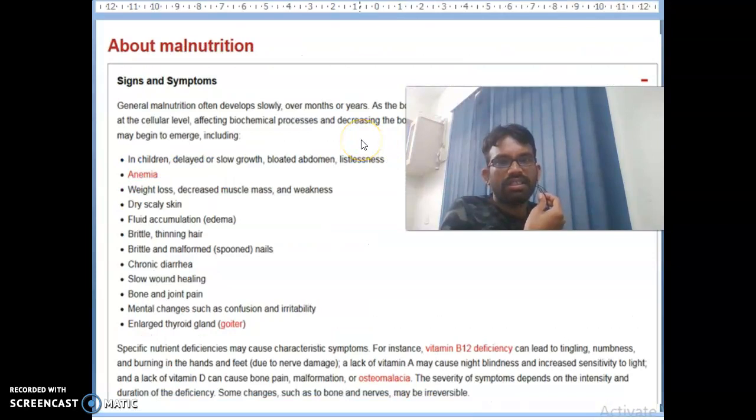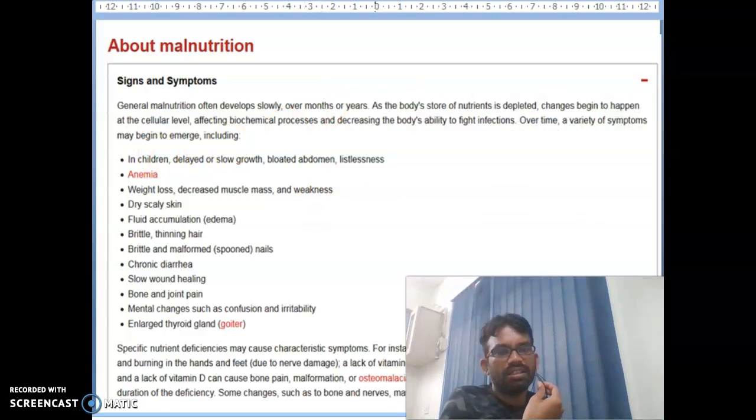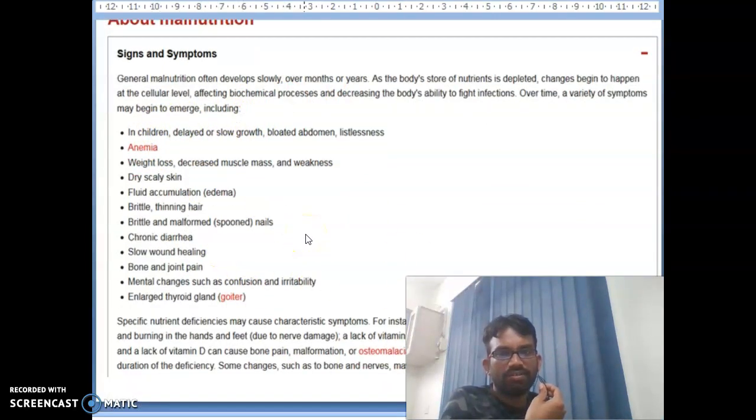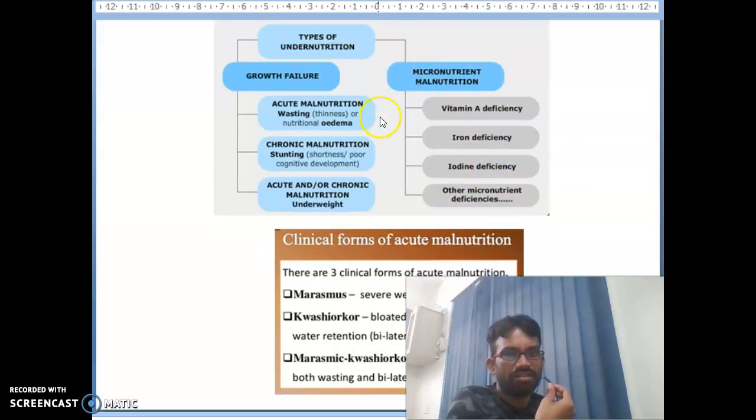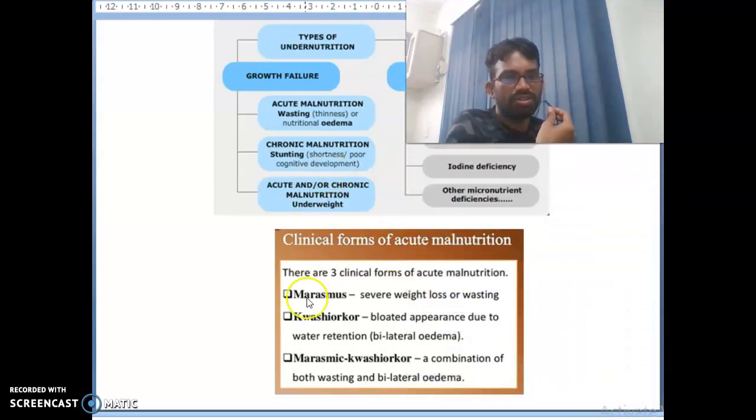About malnutrition, the symptoms and factors include anemia and goiter, which you can find out. So these are the types of malnutrition: undernutrition, growth failure, and micronutrient deficiency, vitamin deficiency, iron deficiency, iodine deficiency, other micronutrient deficiency. You can see here the clinical forms of acute malnutrition and what the problems of the patients are.